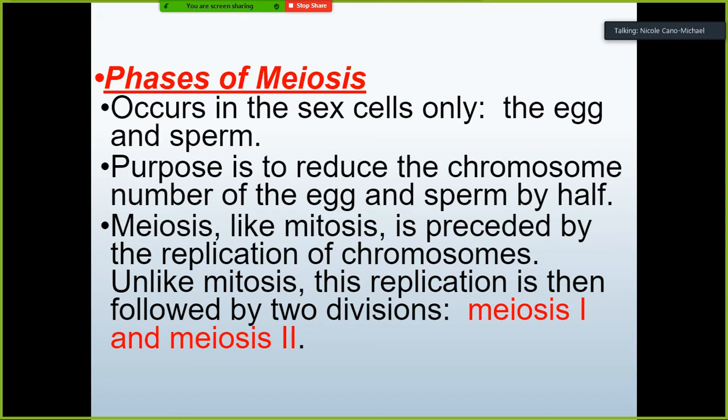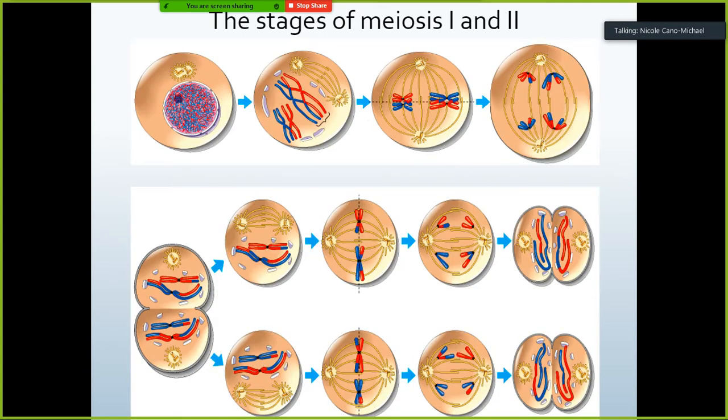Meiosis, like mitosis, is preceded by the replication of chromosomes. So if you guys remember interphase, that was the beginning of mitosis. Interphase is also the beginning of meiosis. Unlike mitosis, however, the replication is followed by two divisions. We go through meiosis 1, and then we go through meiosis 2. Thankfully, when we go through meiosis, we are still doing PMAT, which is exactly what we did before. Prophase, metaphase, anaphase, telophase. That doesn't change. We just do it twice.